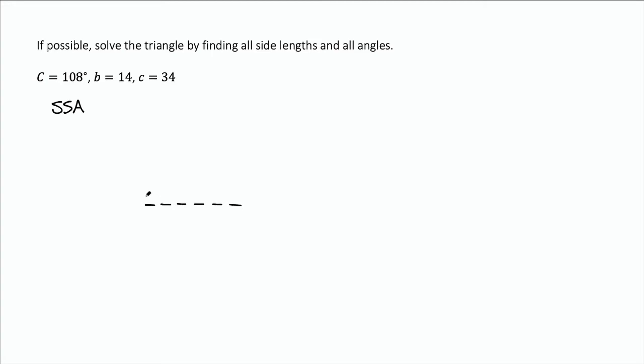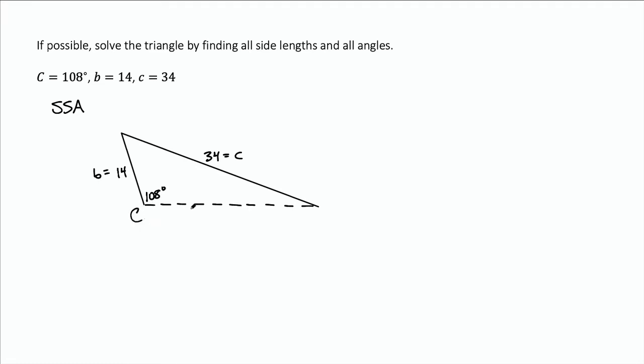There's a side we don't know, but there's an angle of 108. That's 90, and 108 is just going to be a little bit past that. So there's our 108 degree angle. The side adjacent to that angle is 14, and the side opposite this angle is 34. That's quite a bit longer than 14, so it's going to come out and connect all the way over here. And so that's 34.